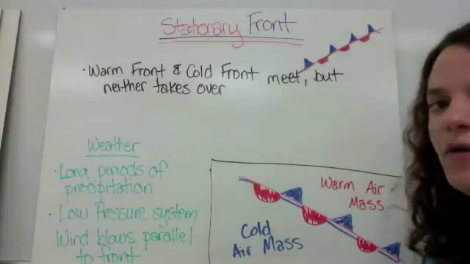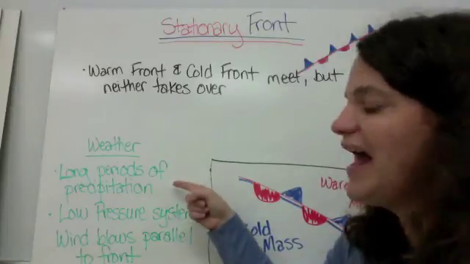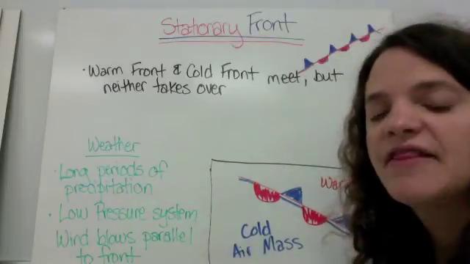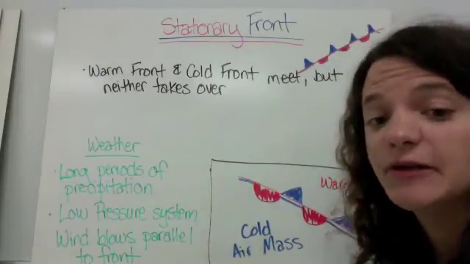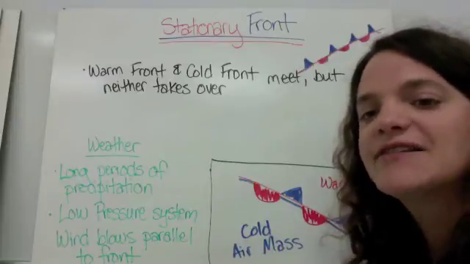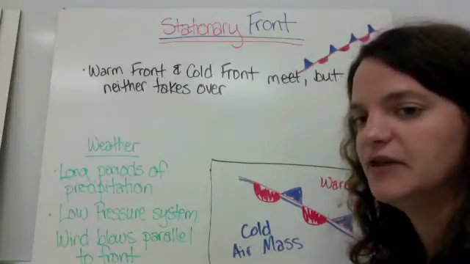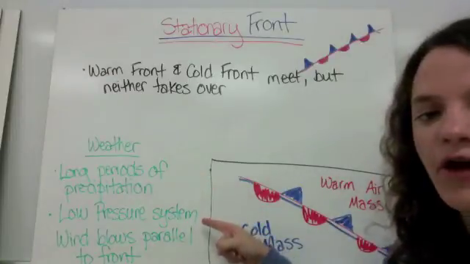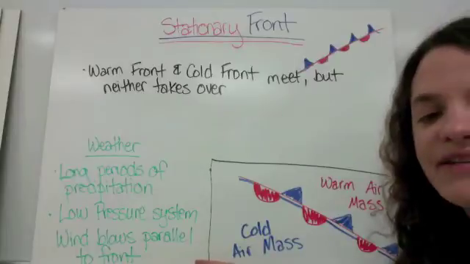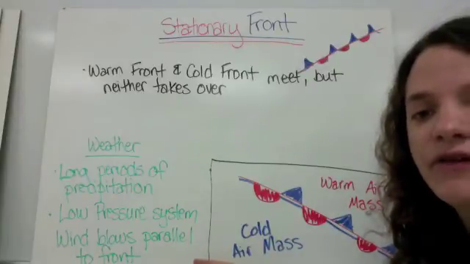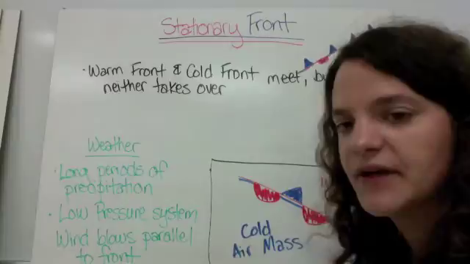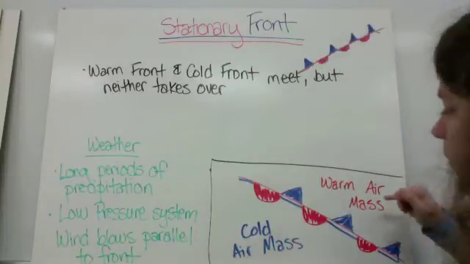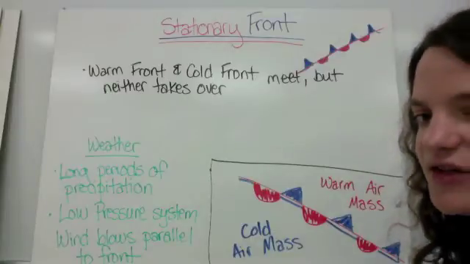Weather associated with a stationary front. You're going to have long periods of precipitation. If you are stationary, that means you're not moving, you're still, okay? Stationary fronts tend to sit still for a long time, so you have a long period of precipitation. They often occur around a low pressure system, and the wind is going to blow parallel to the front in this particular phenomenon. So in our illustration, you have a cold air mass moving one direction, you have a warm air mass moving the other direction.